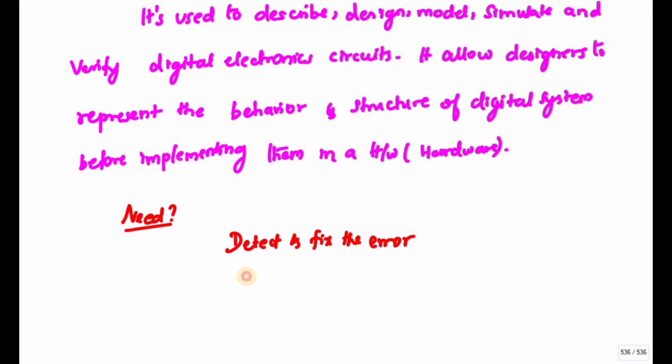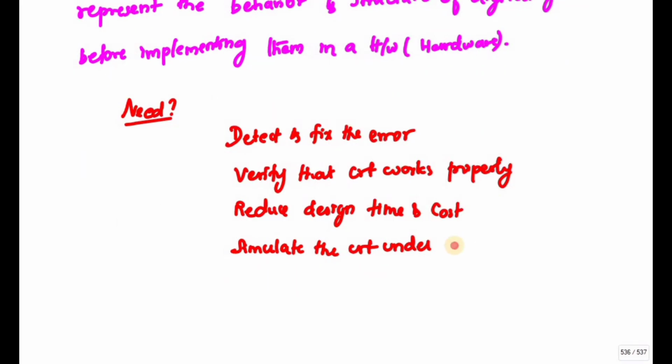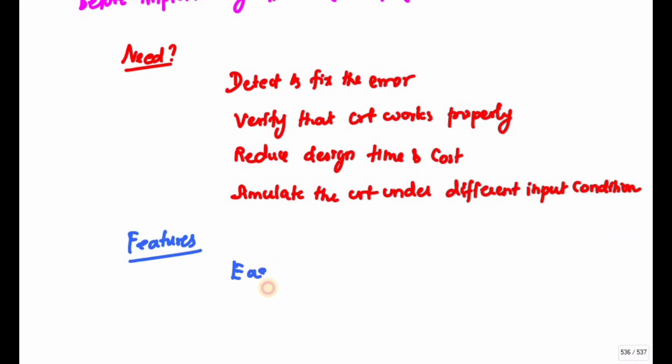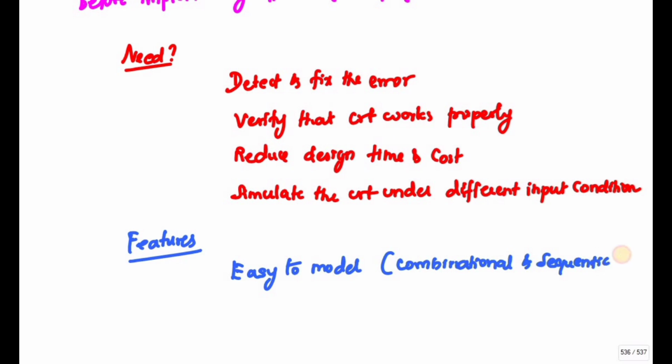So why is it needed? It is used to detect and fix errors, and to verify whether the circuits work properly or not. It is also used to reduce the design time and the cost. If you do it manually, it will take time. So this will certainly reduce the design time, and therefore it will reduce the cost. And it will simulate the circuit under different input conditions.